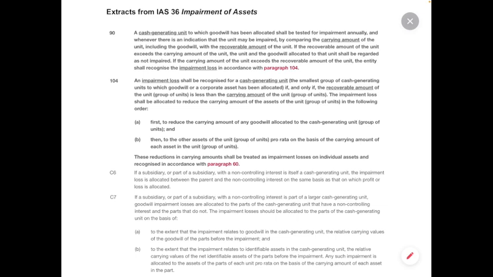And if the recoverable amount of the unit exceeds the carrying amount of the unit, then the goodwill allocated to that unit shall be regarded as not impaired. If the carrying amount of the unit exceeds the recoverable amount of the unit, the entity shall recognize an impairment loss. So if the recoverable amount is less than our carrying amount, then we are going to have to impair it, and we need to recognize an impairment loss. Paragraph 104 gives a bit more detail about how that impairment loss is going to be recognized.